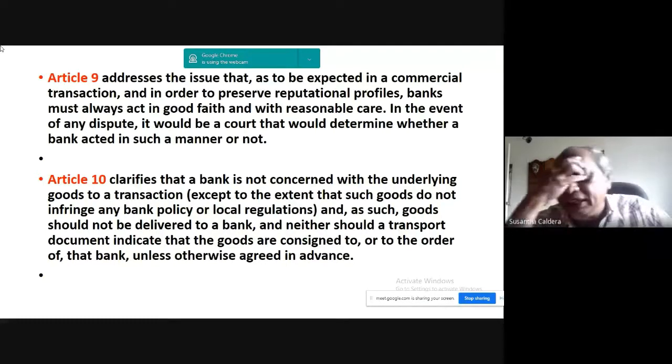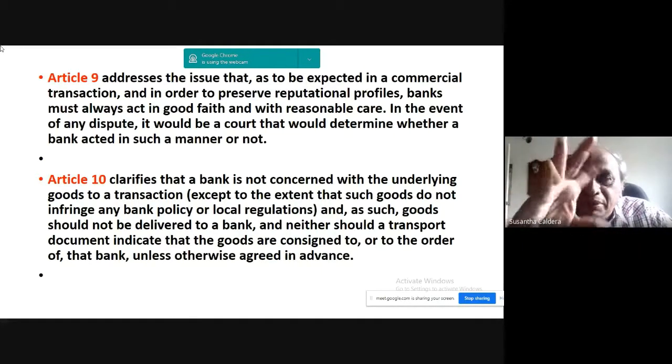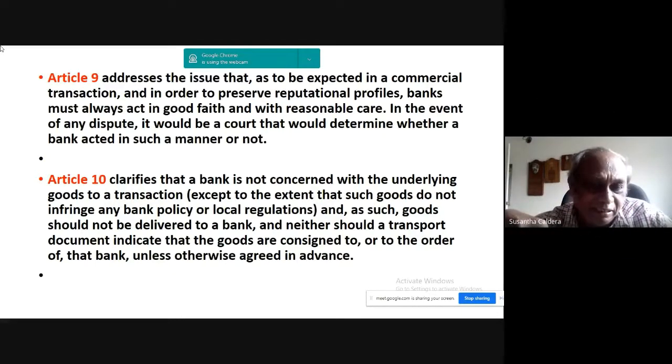Article 10 also. Always you get questions, and we can always round up some questions from Article 10. Question 10, Article 10 again. That clarifies that a bank is not concerned with the underlying goods to a transaction. As such, goods should not be delivered to a bank, and neither should a transport document indicate that the goods are consigned to or to the order of that bank unless otherwise agreed.